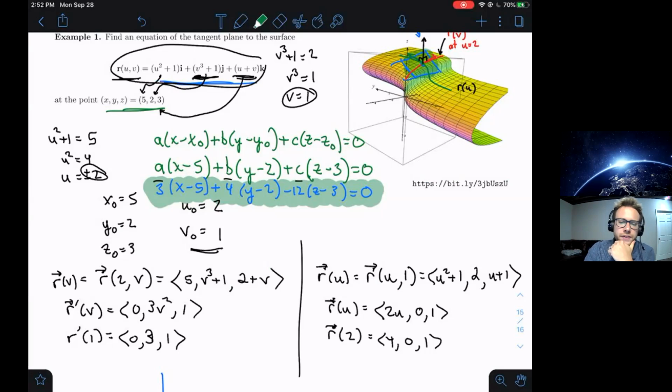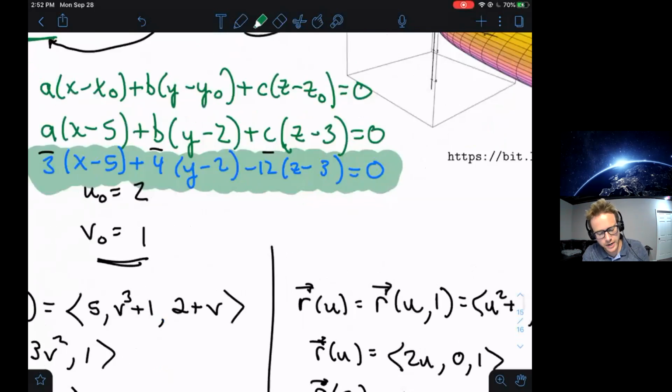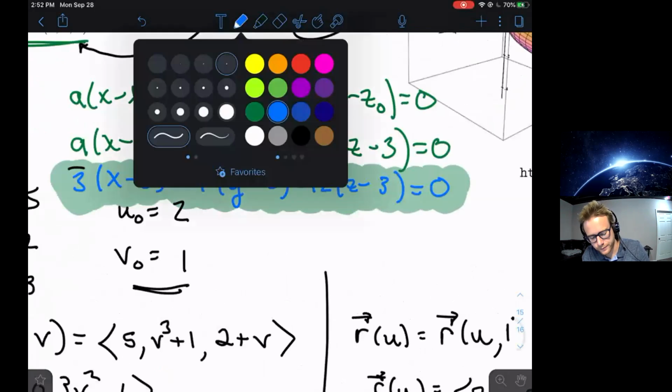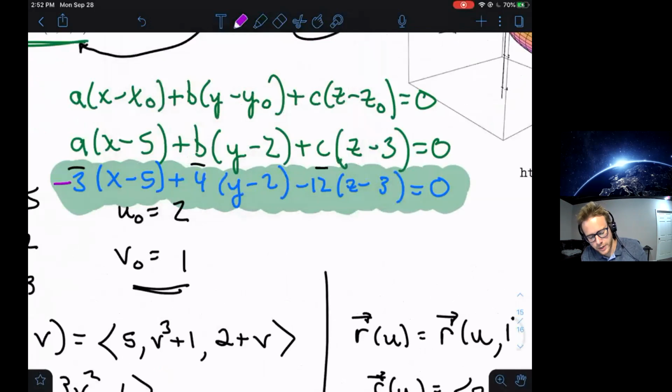How do you know which tangent vector goes first in the cross product? It doesn't matter. Essentially, this is multiplying by -1. And of course, when you multiply by -1, right, you're just going to get -3, -4, positive 12, and this is still -0.